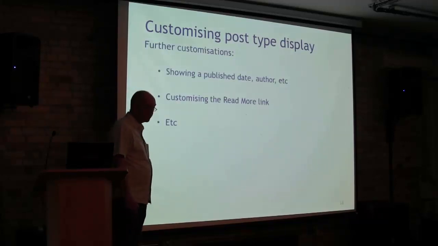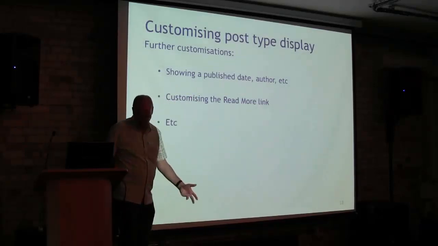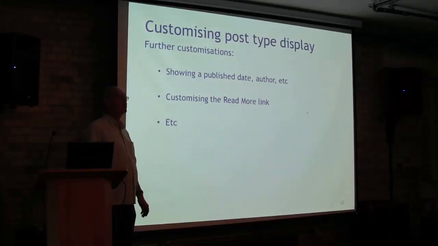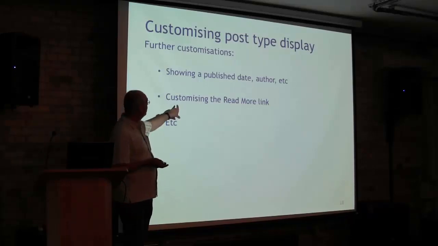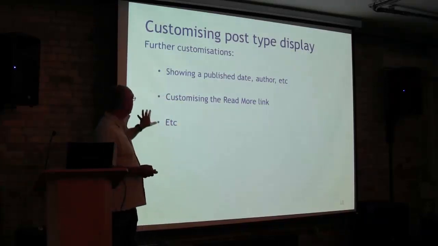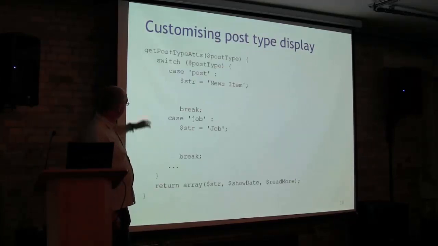Further customisations that you could do using this kind of functionality is whether or not to show a publish date or the author or whatever. Now, the publish date is quite relevant if you're dealing with a news item or a blog post or whatever like that, but it's less relevant if you're talking about a resource or a job or something like that. The other thing I'm going to talk a bit about as well, show you, is how you customise the read more link. But there are loads of other things that you could do here using this sort of switching functionality.